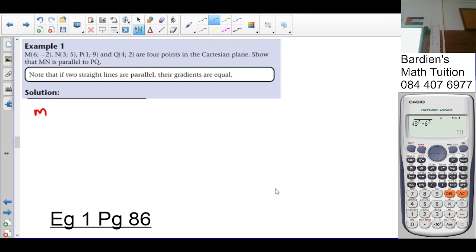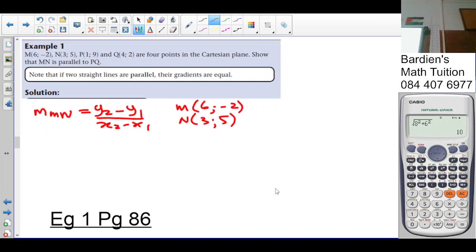So we're working out the gradient of MN. It's going to be y2 minus y1 over x2 minus x1. The coordinates of M are 6 and negative 2. The coordinates of N are 3 and 5. That's x1, y1, x2, y2. That would simply give you 5 minus negative 2 over 3 minus 6. So that gives us an answer of 7 over negative 3. You all okay with that?